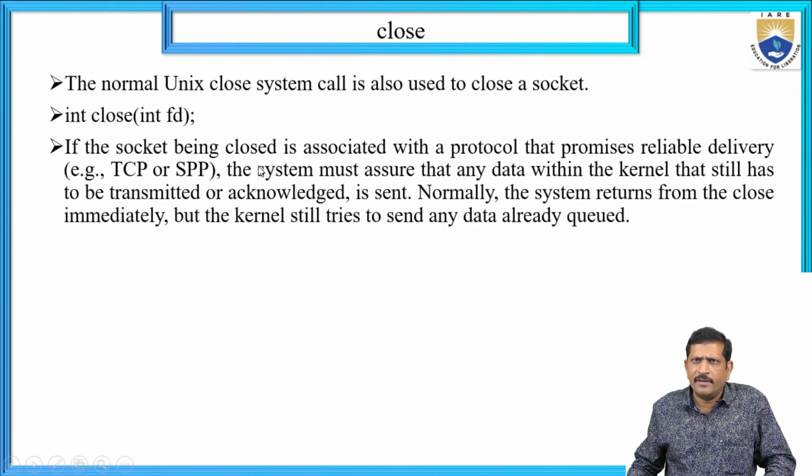If the socket being closed is associated with a protocol that promises reliable delivery, that is TCP and SCTP, the system must assure that the data within the kernel that still has to be transmitted or acknowledged is sent. Normally, the system returns from the close immediately, but the kernel still tries to send any data already queued. These are all the system calls. By using all these system calls, we can effectively establish communication. For effective establishment, we have to utilize these system calls in network programming.